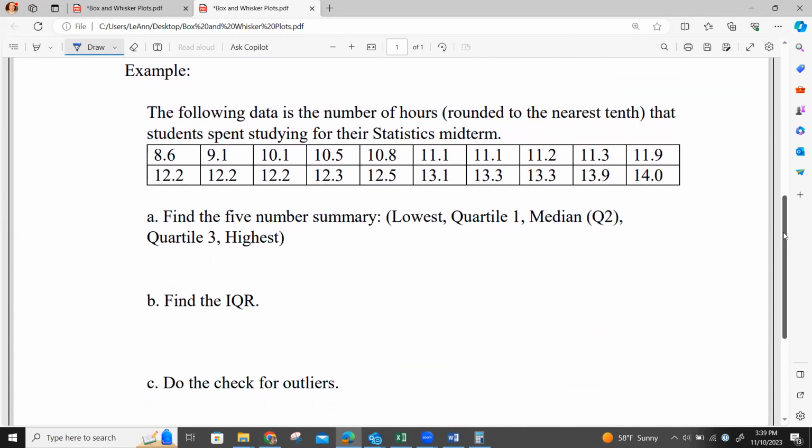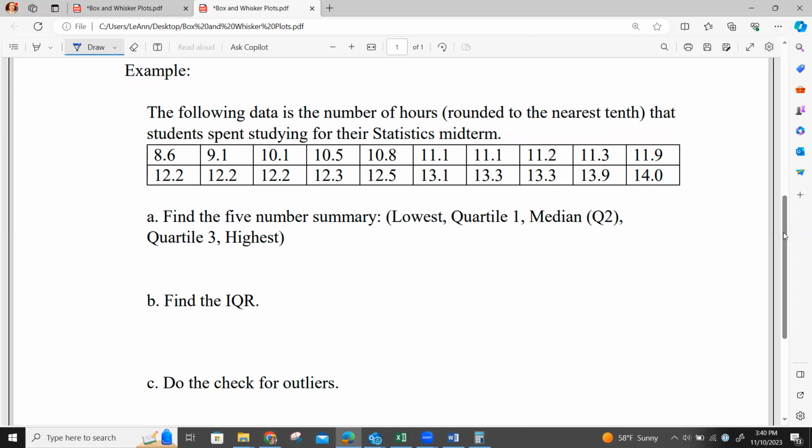So this is the same set of data we've looked at in a couple different problems and videos. This is the number of hours, rounded to the nearest 10th, that students spent studying for their statistics midterm. Notice I've reordered them this time from least to greatest because we're going to be talking about medians and quartiles, and that all needs ordered data to find. So we're going to find what we call the 5-number summary. That's used in a box and whisker plot.